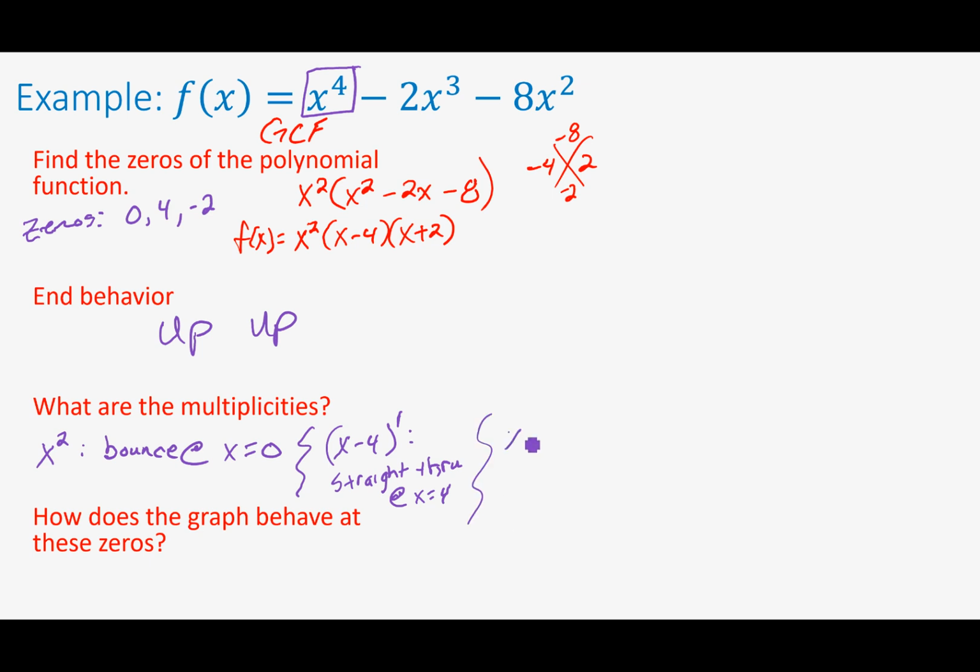And then last one, x plus 2. This has a multiplicity of 1. So again, this one is straight through. Straight through at x equals a negative 2.